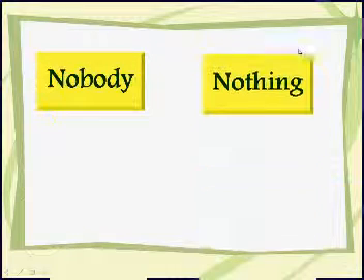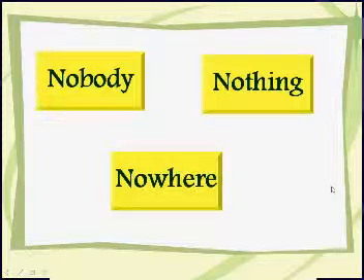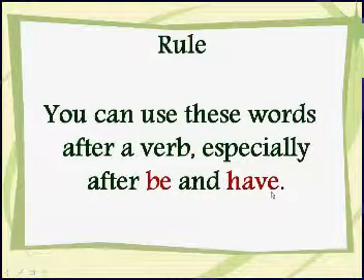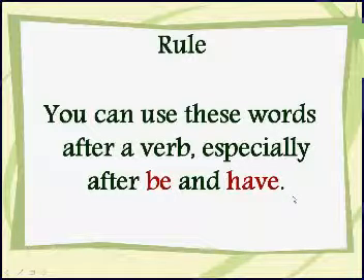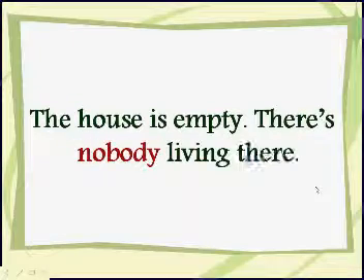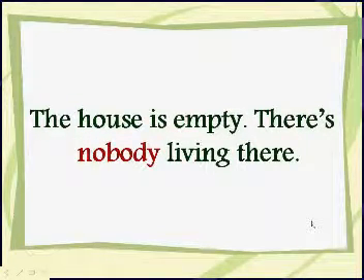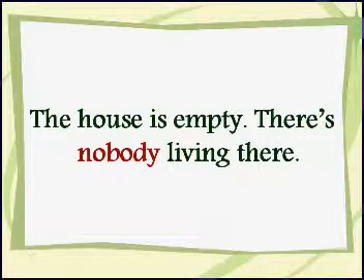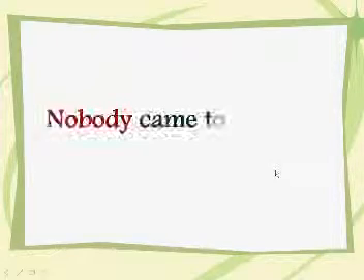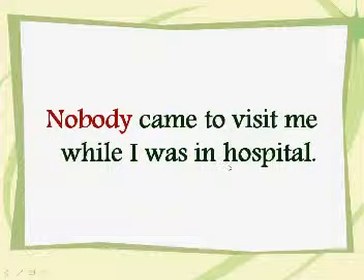As for nobody, nothing, and nowhere, the rule is you can use these words after a verb, especially after be and have. For example, the house is empty, there's nobody living there. So we have a verb to be here. There is nobody living there. We had nothing to eat, which is verb to have. Nobody came to visit me while I was in hospital.